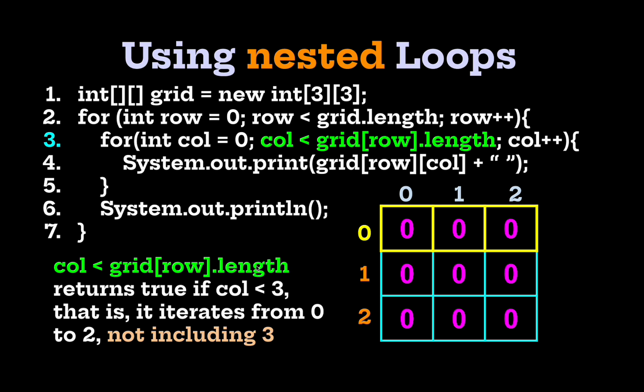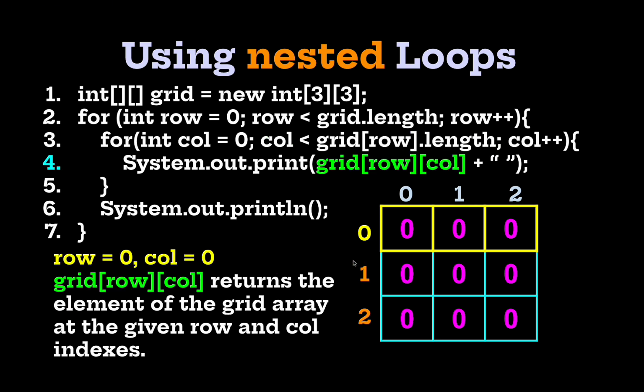So we ask ourselves this question: col, which of course starts at 0 again, less than grid of 0 dot length, as in the case of the first row. It returns true if col is less than 3. That is, we're also iterating from 0 to 2, but not including 3. Now, it's not all the time that you see this kind of structure where the number of rows is the same as the number of columns. But in this case, that's what we have. And so we take note of that.